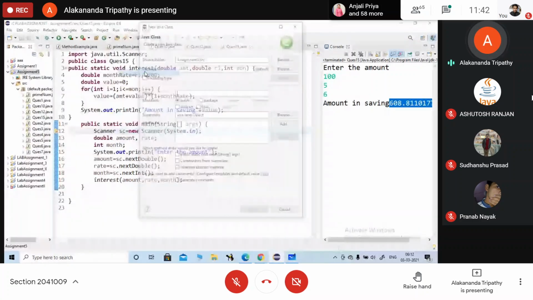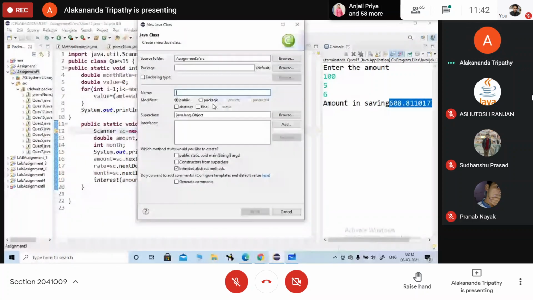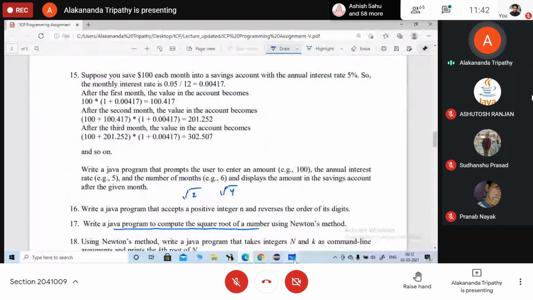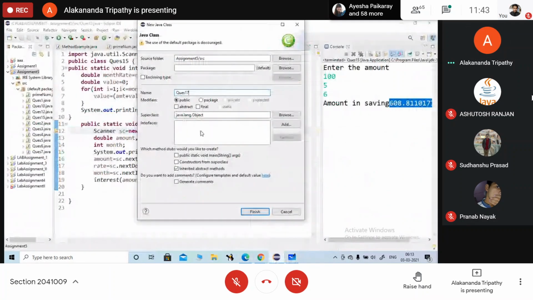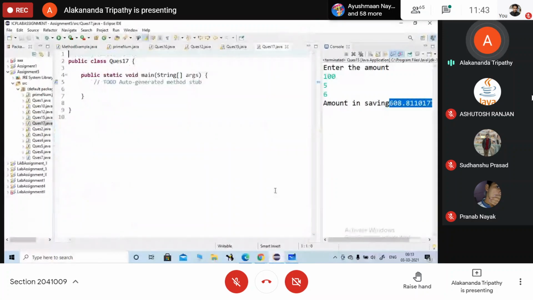This one is which question? Question 17. It's Newton's method, okay? This one is your Newton's method. Again, you are going to do it when you learn numerical analysis, I think. Here I am directly writing the code in the main function itself.